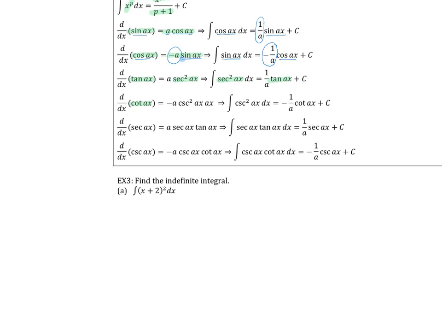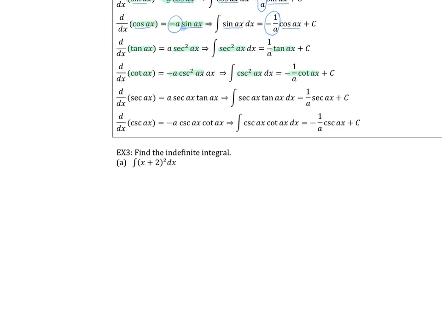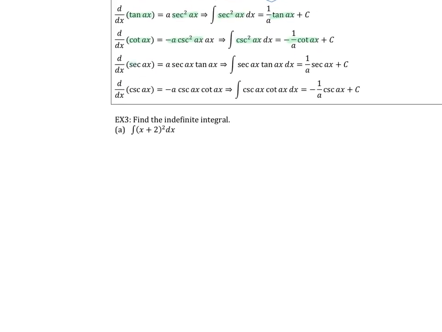The derivative of cotangent is negative cosecant squared. So the integral of cosecant squared is negative cotangent. Again, remember, we're doing the opposite. Derivative of secant is secant tangent. Integral of secant tangent is secant. Derivative of cosecant is negative cosecant cotangent. Integral of cosecant cotangent is negative cosecant.